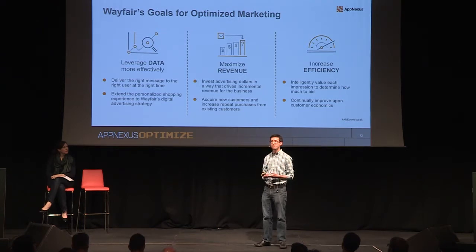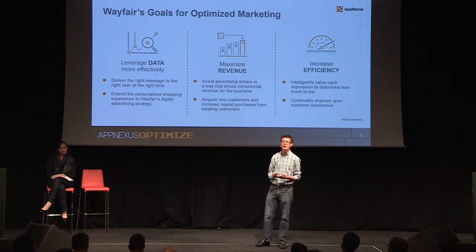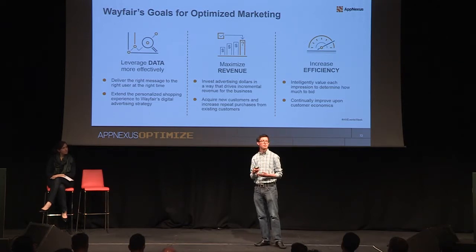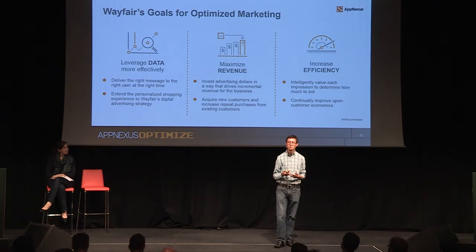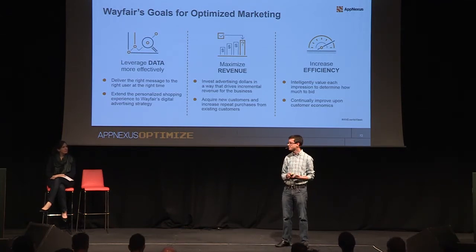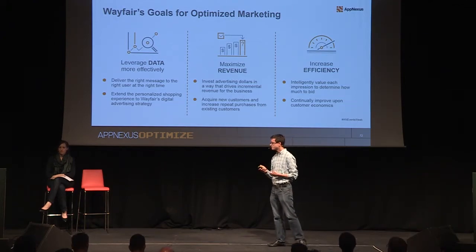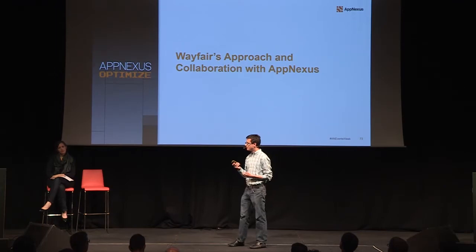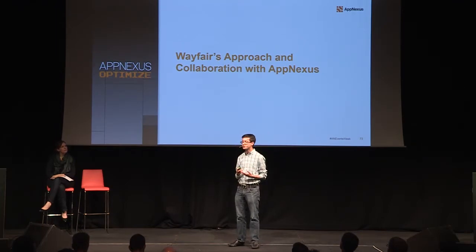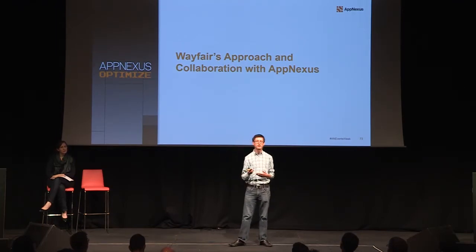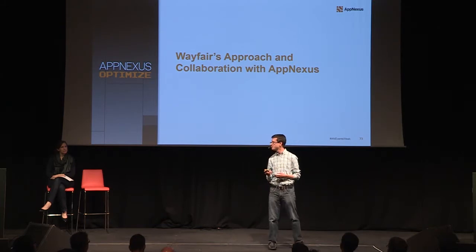That's an overview of our goals. In order to achieve these goals, we chose to work with AppNexus, and specifically build on top of the AppNexus programmable bidder, to make sure we were able to use our data as flexibly as possible and make the campaigns as efficient as we possibly could. So let's discuss how we approach collaboration with AppNexus and our approach for building on top of APB.